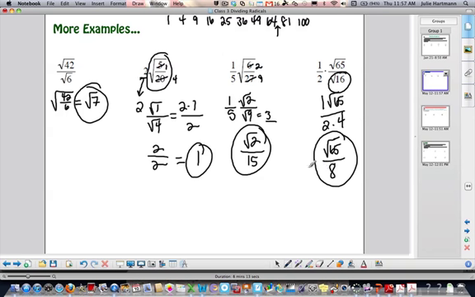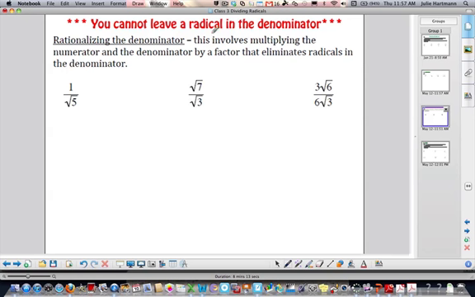We have not had a radical left in the denominator yet, so let's go to the next slide and look at what happens when we are left with a radical in the denominator. We have to do what's called rationalizing, which involves multiplying the numerator and denominator by a factor that eliminates radicals in the denominator. Now, if you remember from the last class, we talked about the fact that if we have the square root of 5 times the square root of 5, that equals 5. Right? Hopefully you remember that.